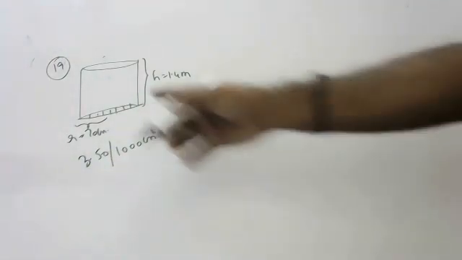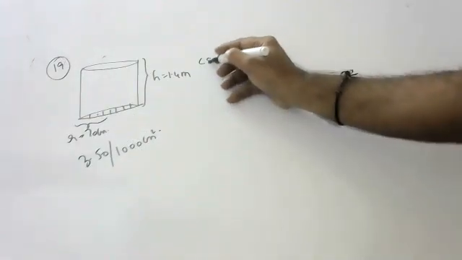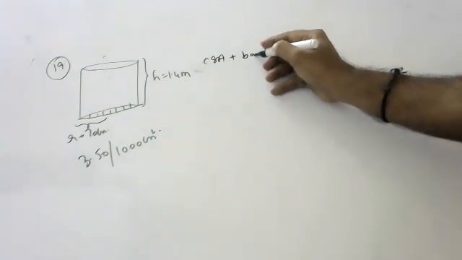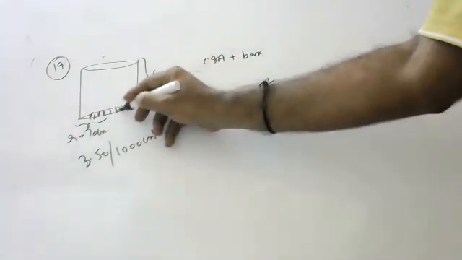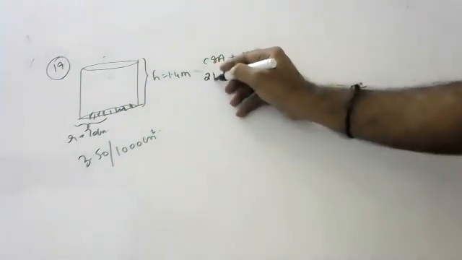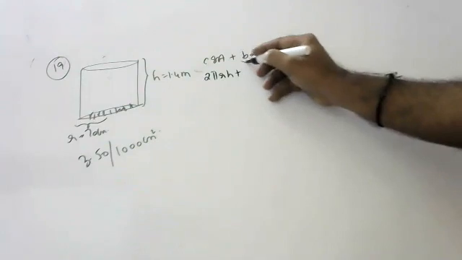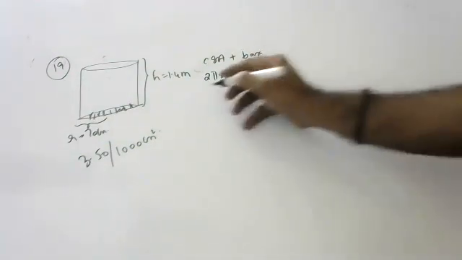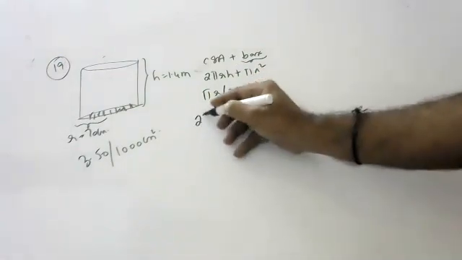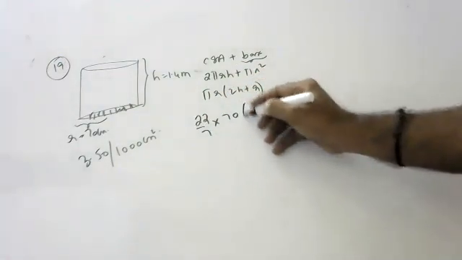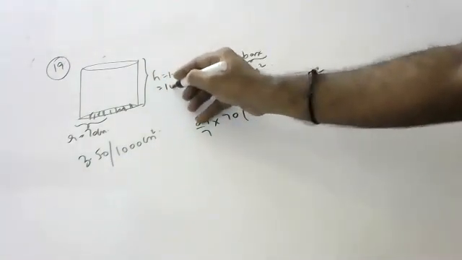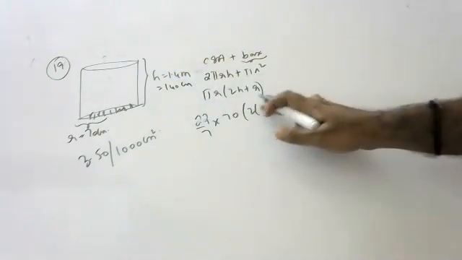Yeah, tin coating we have to do. How to do it, Nana? CSA plus base, because the base is also closed, so this also you have to do tin coating. CSA plus base. CSA is 2 pi r h plus base is pi r squared. Pi r if you take common, 2h plus r. 22 by 7 into 70 into 2 times 1.4 meters, which is 140 centimeters.